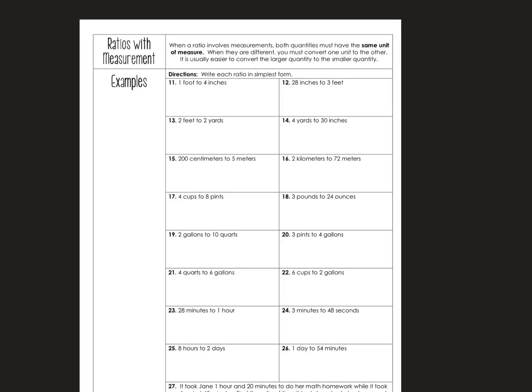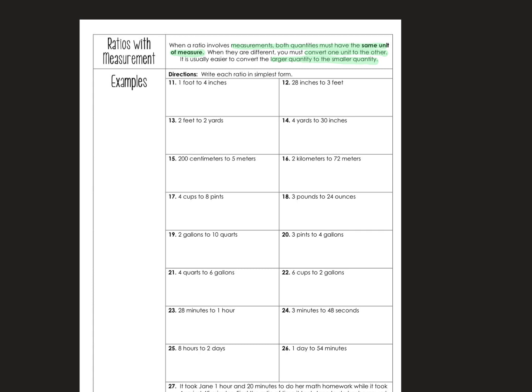On the second page of our notes, it says, when a ratio involves measurement, I want to highlight that. When a ratio involves measurement, both quantities must have the same unit of measure. When they are different, you must convert one unit to the other, and it's easier to change the larger quantity to the smaller quantity. Okay?